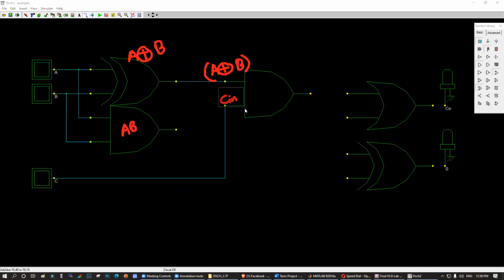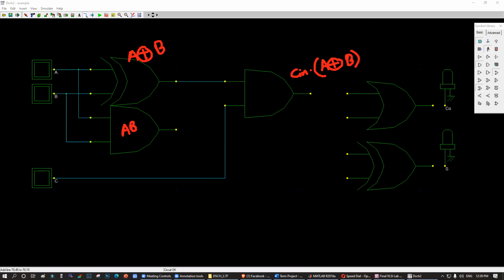So I'm going to take them and place it here, and I'm going to take these and place it here. That means they are multiplied, right? C in into A XOR B. Understood?